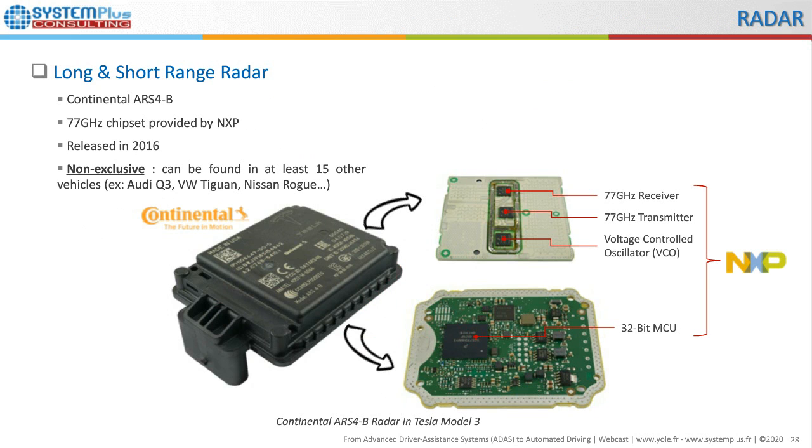Now, a few words about the only radar of the Tesla Model 3. Bought from Continental, the ARS-4B is a long and short-range radar released in 2016. On its electronic board, there is a complete chipset solution from NXP Semiconductor. There are the 77 GHz receiver and transmitter, the voltage control oscillator, and the 32-bit MCU. All these circuits are from NXP. This radar is not exclusive to Tesla, because it can also be found on other cars like the Audi Q3, the Volkswagen Tiguan, or the Nissan Rogue. And at least 15 other vehicles use this radar.